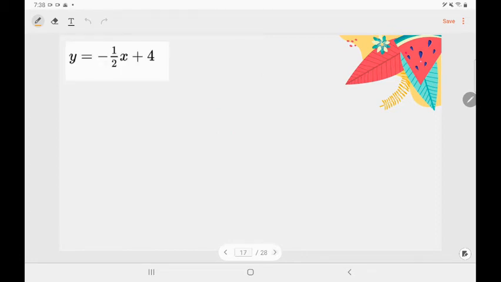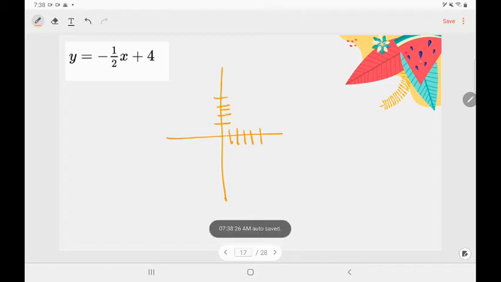All right. Next example. So on my next example, we're going to make our graph again, 5 in each direction. 1, 2, 3, 4, 5. 1, 2, 3, 4, 5. I am going to start at my y-intercept, which is the number that's all by itself. So I'm going to start at 4. It's my y-intercept, so I need to start on the y-axis.